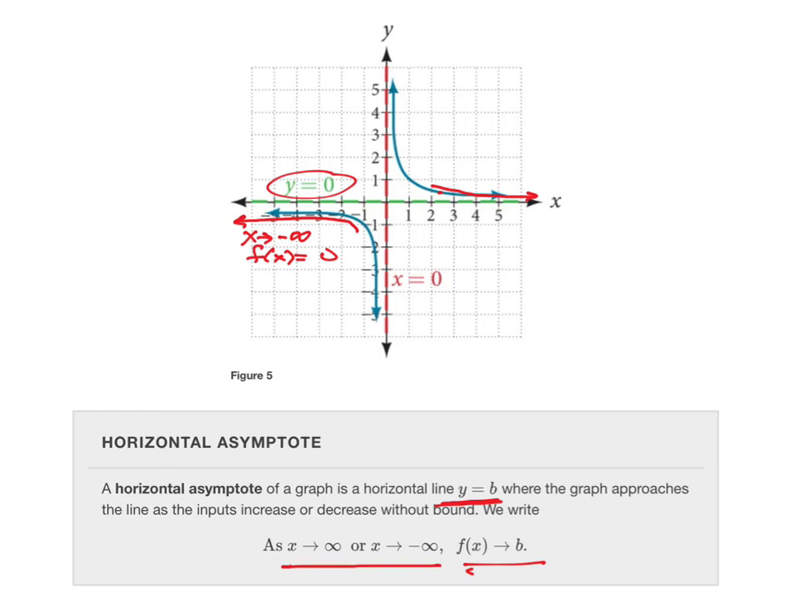Y'all want the notes for that horizontal asymptote? A horizontal asymptote of a graph is a horizontal line where the graph approaches as inputs increase or decrease without bound. Notice in this description they don't say it approaches but never touches. They do say that in the vertical. It could, right? What we really say is as we go to infinity, the graph trends toward that line.